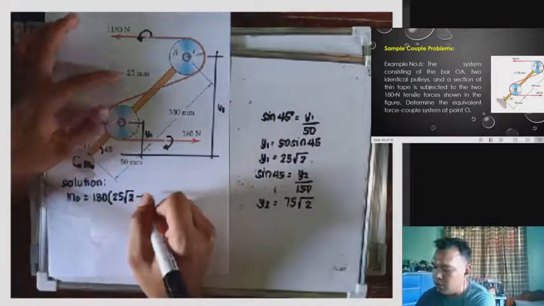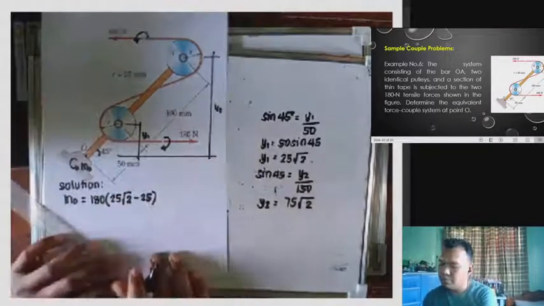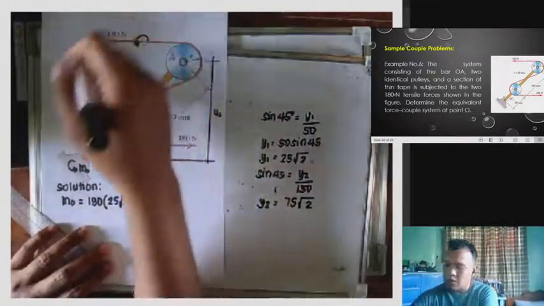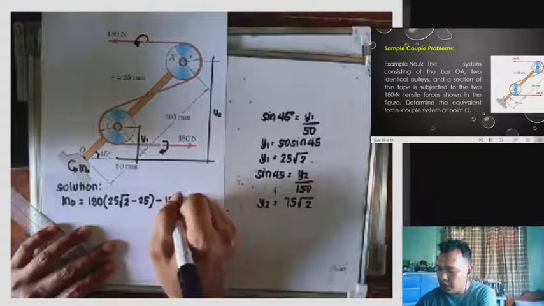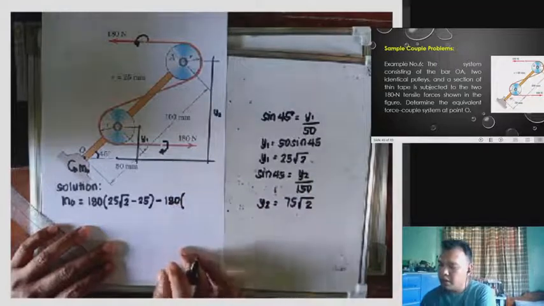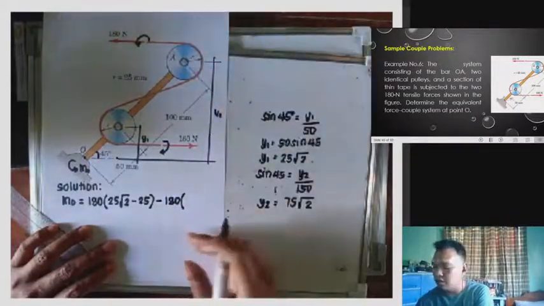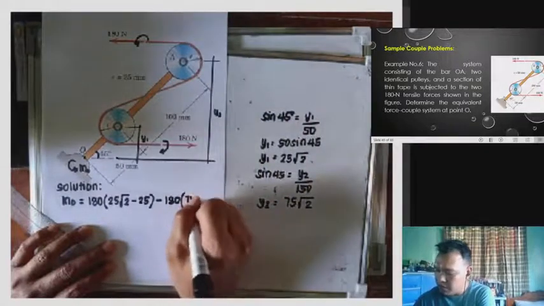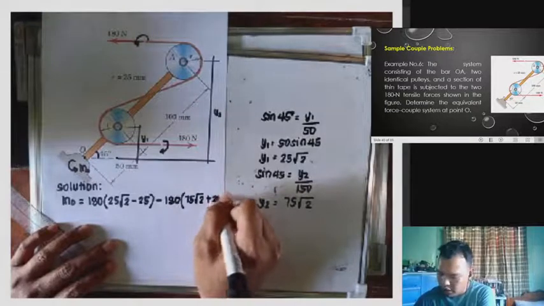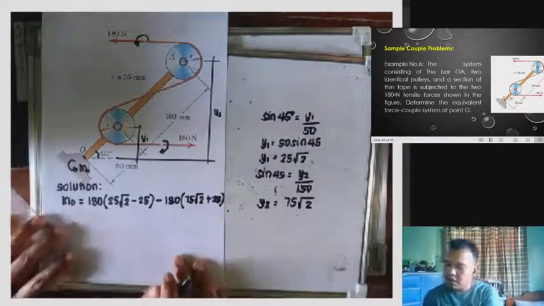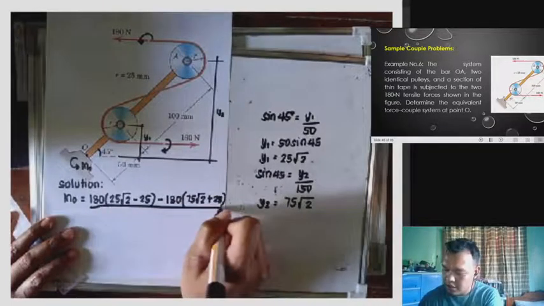Ang radius is equivalent kay 25. Okay. Tapos, to counterclockwise, minus 180 multiplied by perpendicular distance, which is ito, plus yung radius ulit dito sa kapila. Okay? So, we have here 75 square root of 2 plus 25. Okay. Then, divided by 1,000.